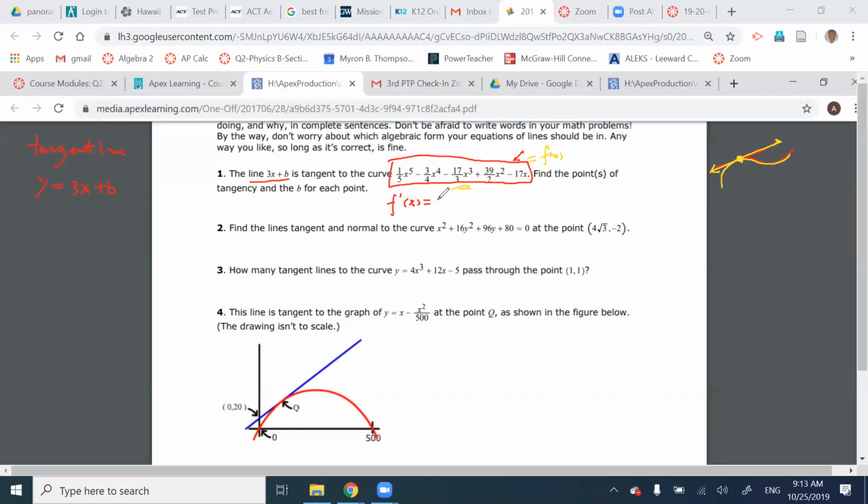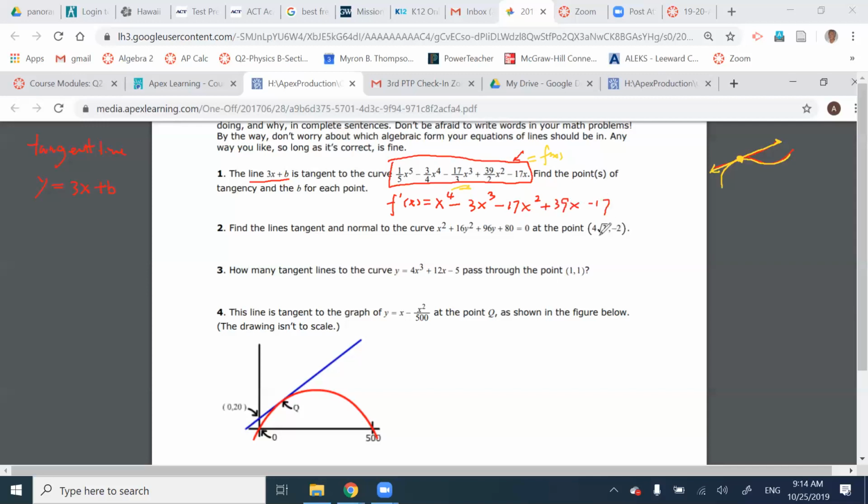Read to me, please. Derivative. x to the 4th, minus 3x cubed, minus 17x squared, plus 39x and minus 17.